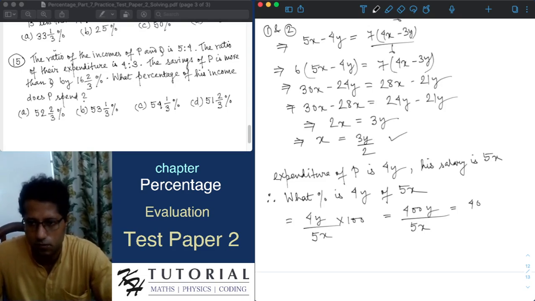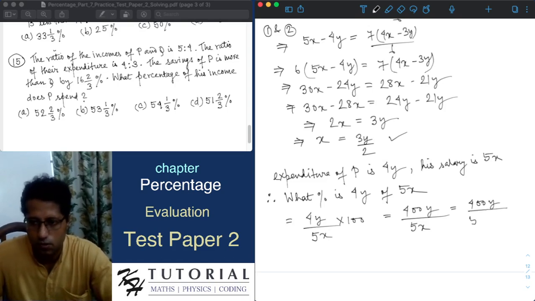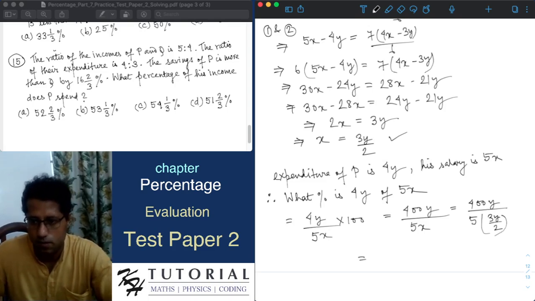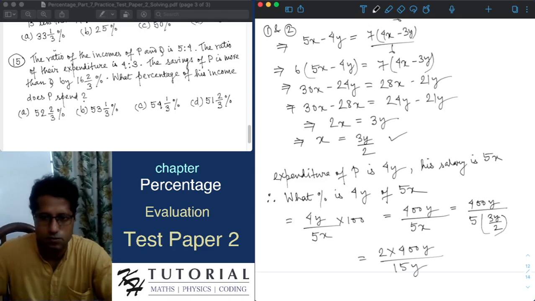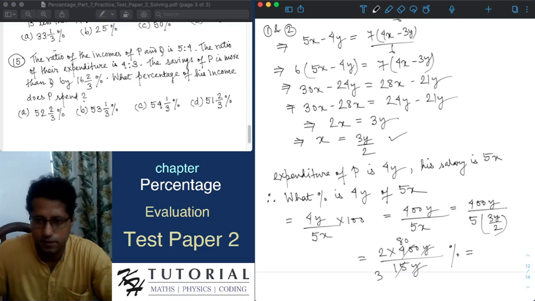So if we substitute in this expression, 5 into x is 3y by 2, 3y by 2. So this equals 2 into 400y divided by 15y. So this is the percentage value. So y cancels out, and we have 160 by 3.